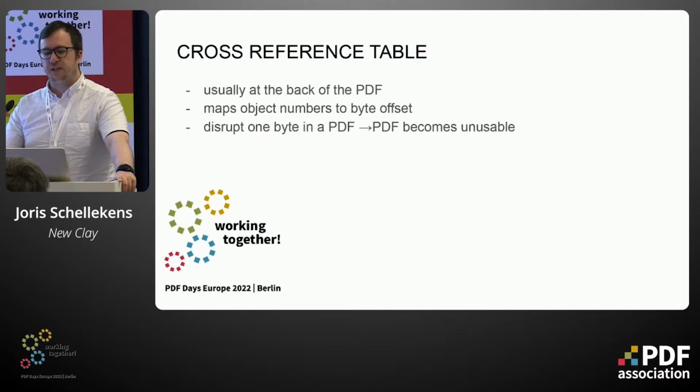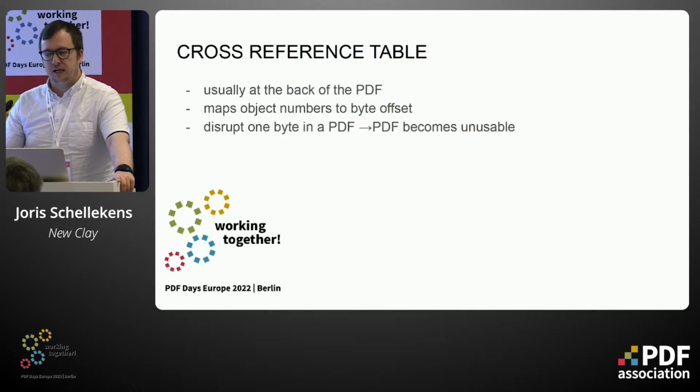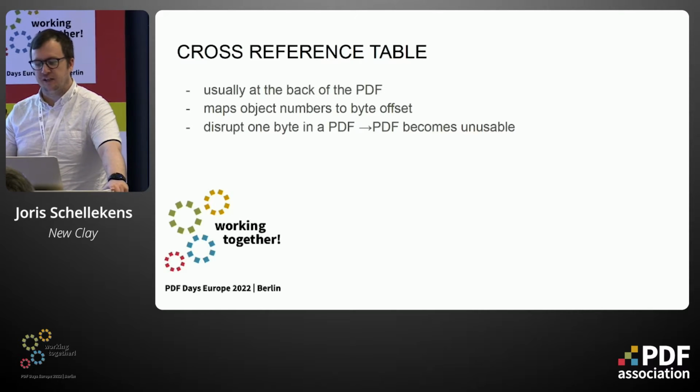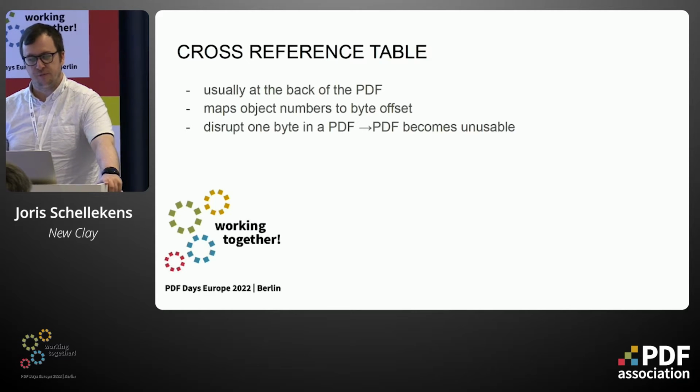At the heart of a PDF is the cross-reference table, usually found at the back, and it maps numbers to a byte offset. If you've ever opened a PDF in Notepad or similar and accidentally changed one byte, you will have noticed that you were screwed. And that's because of our beautiful friend, the cross-reference table.